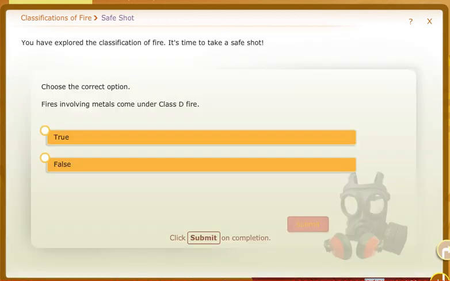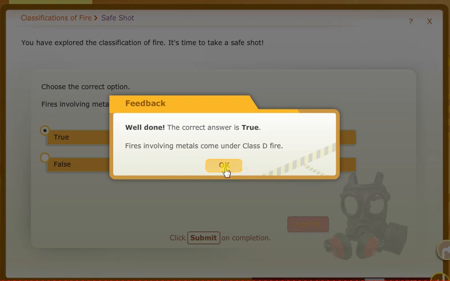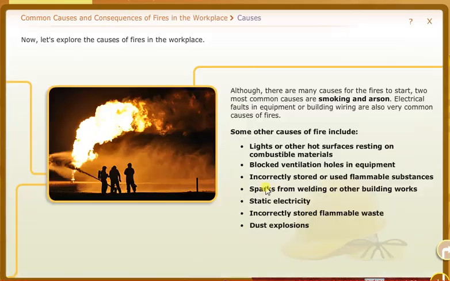You have explored the classification of fire. It's time to take a safe shot. Choose the correct. Well done. The correct answer. Now let's explore the causes of fire in the workplace.